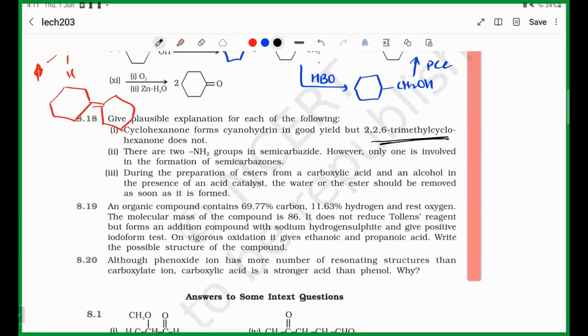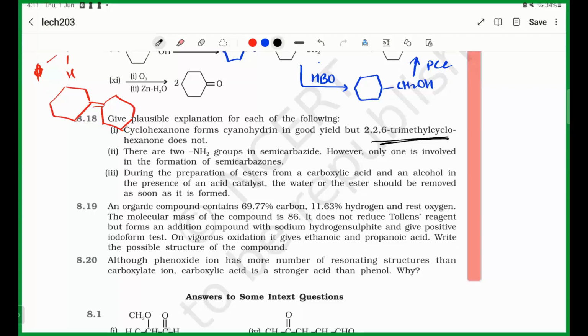When things are sterically hindered, it's difficult for nucleophiles to approach. So nucleophiles like a cyanide nucleophile here, in this case forming a cyanohydrin, so it doesn't occur because of the steric hindrance. Since there's no steric hindrance in cyclohexanone, the nucleophilic attack occurs more readily. So thermodynamic preference is given to cyclohexanone.